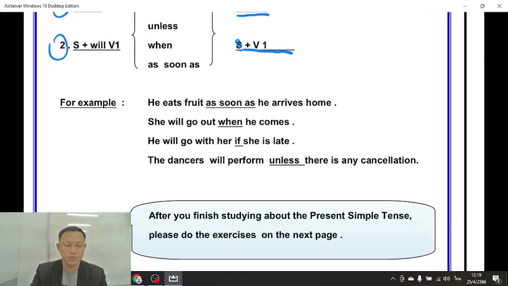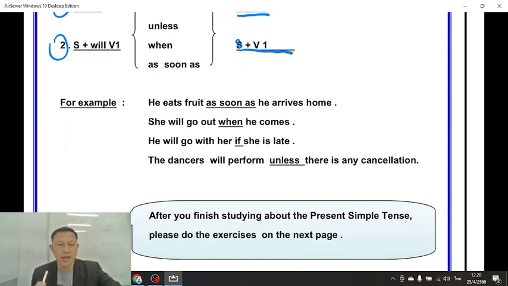For example, he eats fruits as soon as he arrives home. She will go out when he comes. He will go with her if she is late. The dancers will perform unless there is any cancellation.